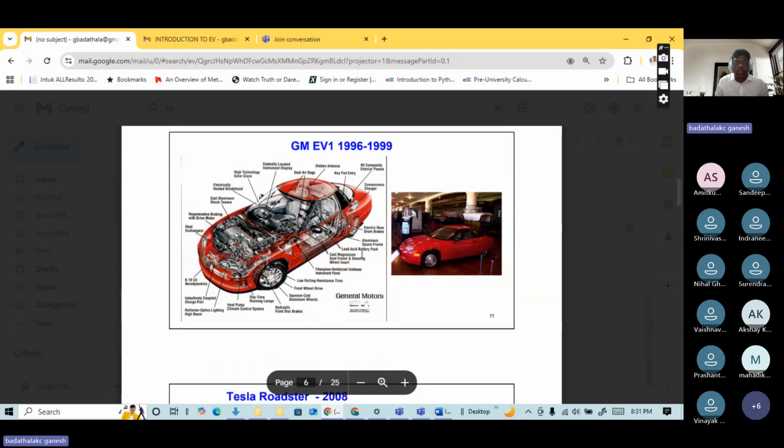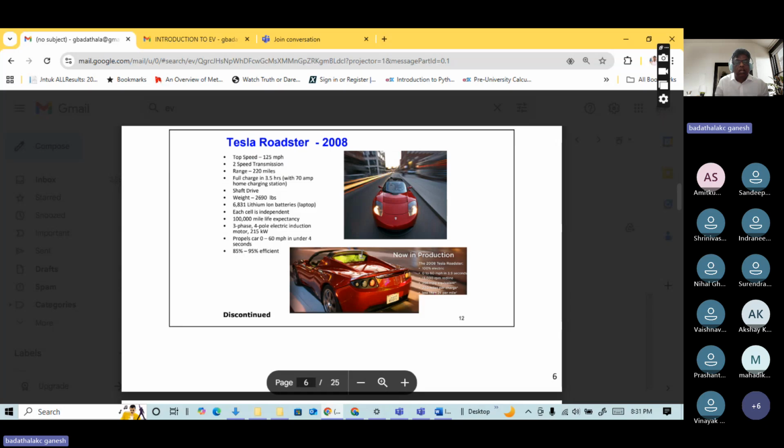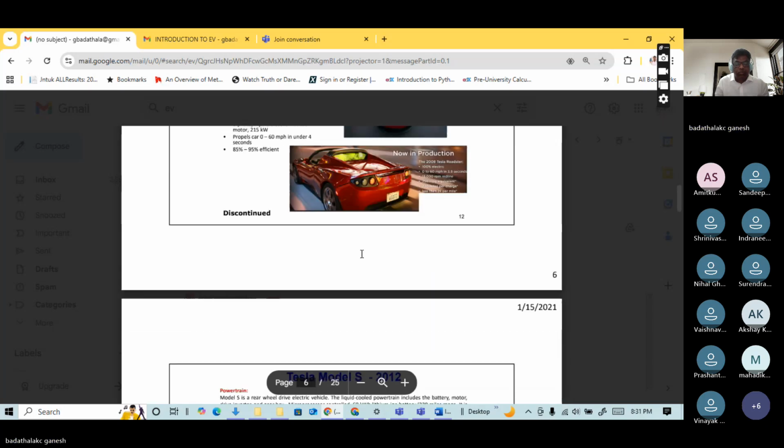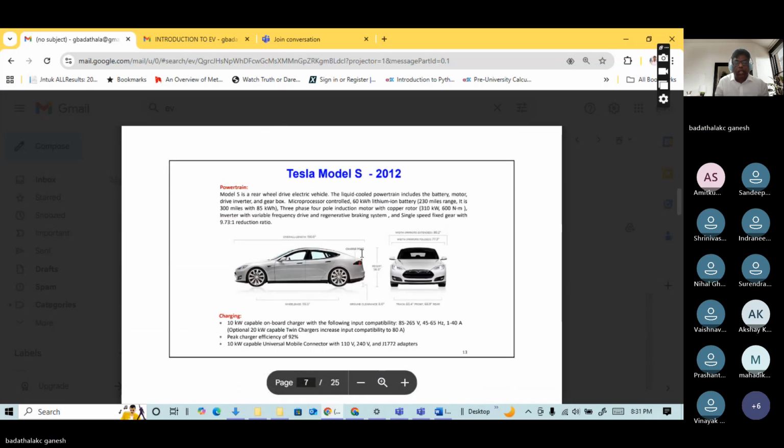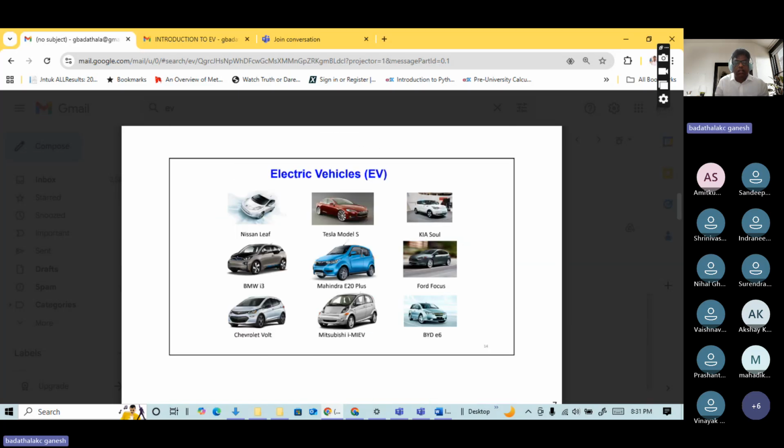So this is a hybrid vehicle, and this is a Tesla Roadster. This is the Tesla model. These are the various electric vehicles that are available right now.